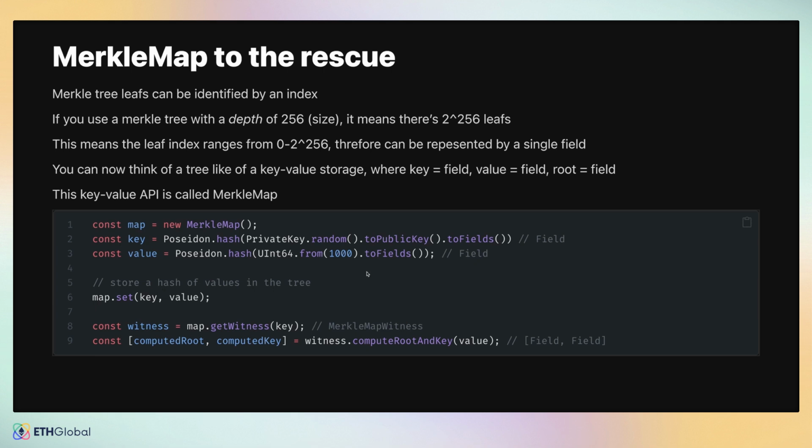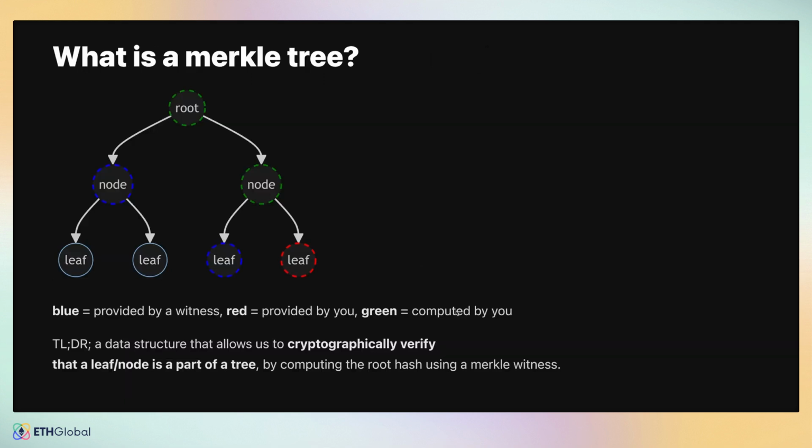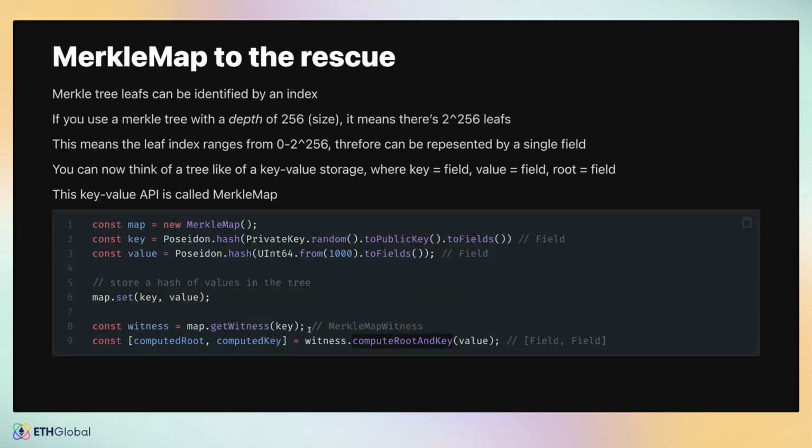To prove that a certain value and a key are part of the tree, we have to do it through a witness. So we can get a Merkle map witness, and then using the real value that's supposed to be stored under that index, we can calculate the root hash. If you remember, going back to here, by providing the value at the leaf and receiving this value and this value, you can then compute the first green node, and then using this node and this node, you can then compute the root, which tells you that you are using the correct value for the leaf. So going back to here, computed root and then computed key, which we can then use for our proving.